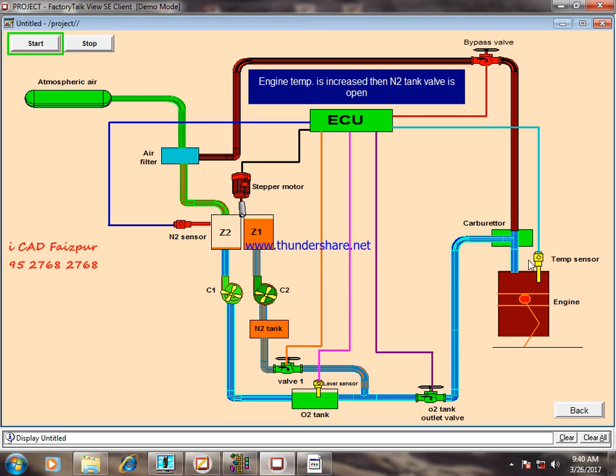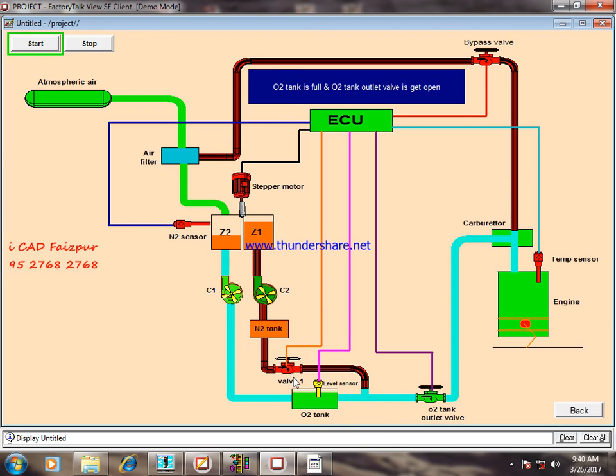When the temperature of the engine rises beyond a certain limit, the temperature sensor will sense it and send the signal to the ECU. As you can see, the temperature sensor gets yellow and sends the signal to the ECU, so it will open valve 1. The N2 from the N2 tank will get mixed with the oxygen from the oxygen tank, and it will finally be sent to the engine.